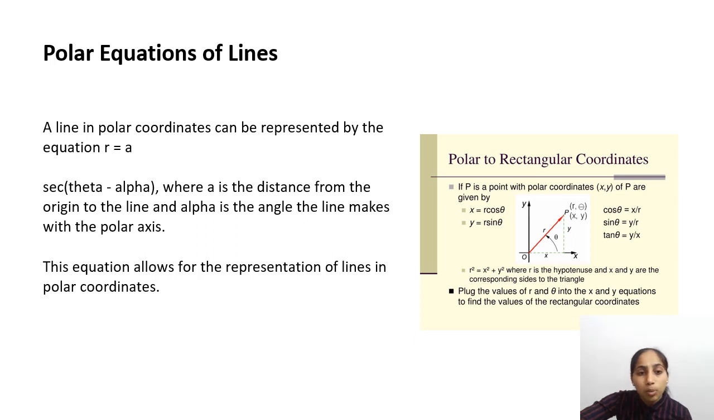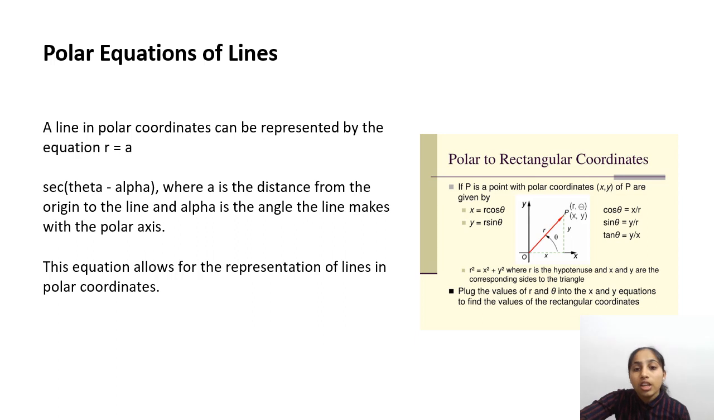A line in polar coordinates can be represented by the equation r equals a sec(theta minus alpha), where a is the distance from the origin to the line and alpha is the angle the line makes with the polar axis. This equation allows for the representation of lines in polar coordinates.